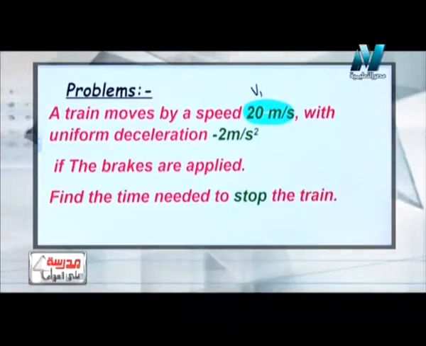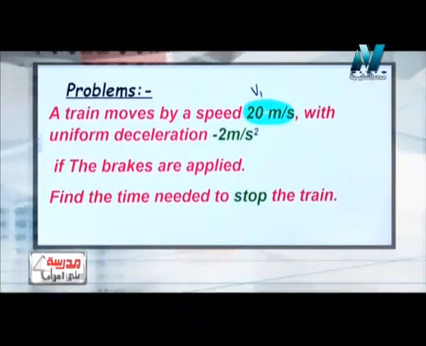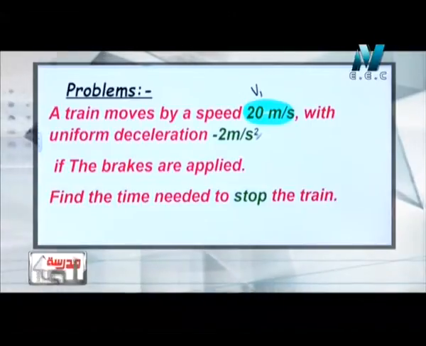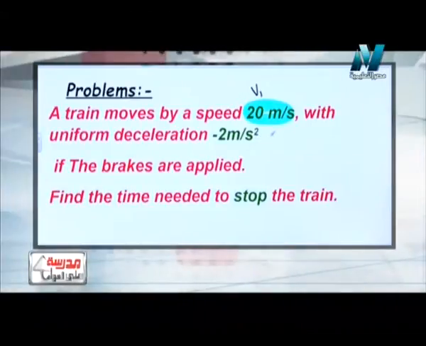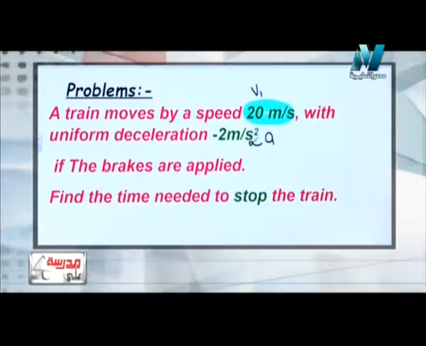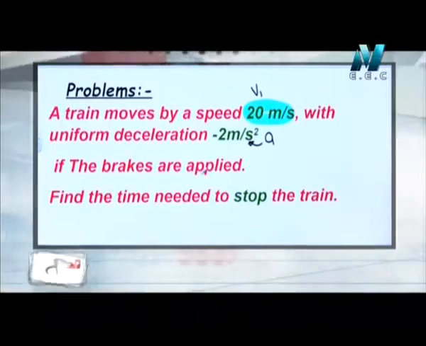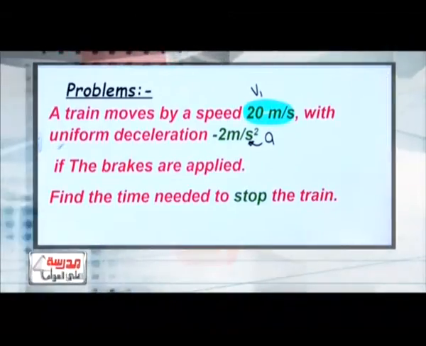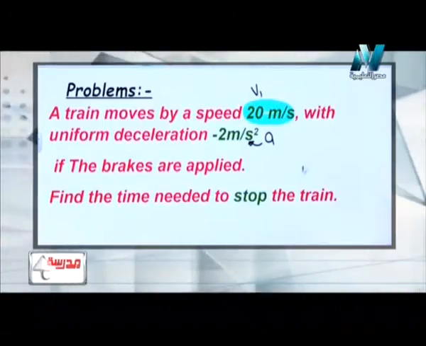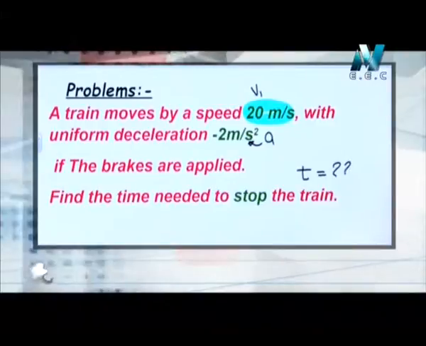It says the train moves by speed, so this is V1, with uniform deceleration. Negative 2 meter per second power 2, so A, the acceleration, equals negative 2 meter per second power 2. If the brakes are applied, find the time needed to stop the train. So T is unknown here. We should find the T.